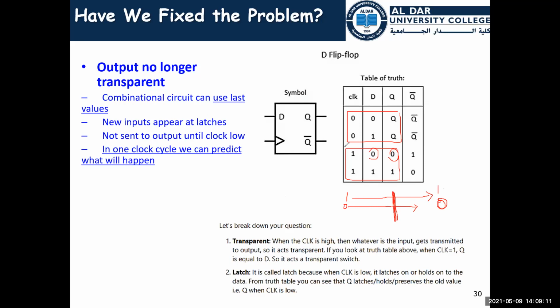Sorry, the opposite is opaque. Opaque means there is no connection between the input and the output, and the output will depend on the previous state. So, for example, here with 0 input, the previous state will be kept, and with 1 input, the previous state will be kept. Okay, this is the meaning of transparency. Transparency means whatever is at the input will appear at the output.